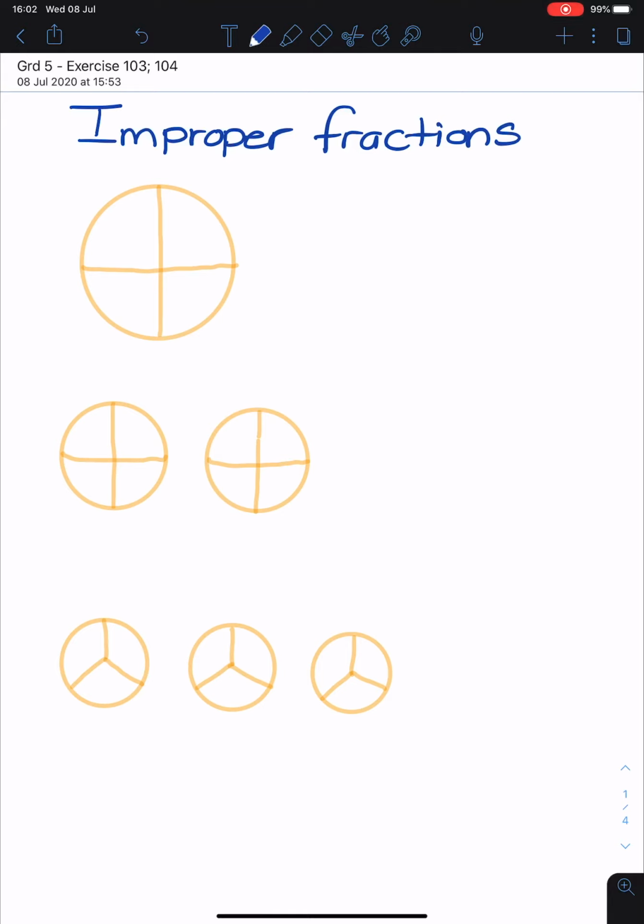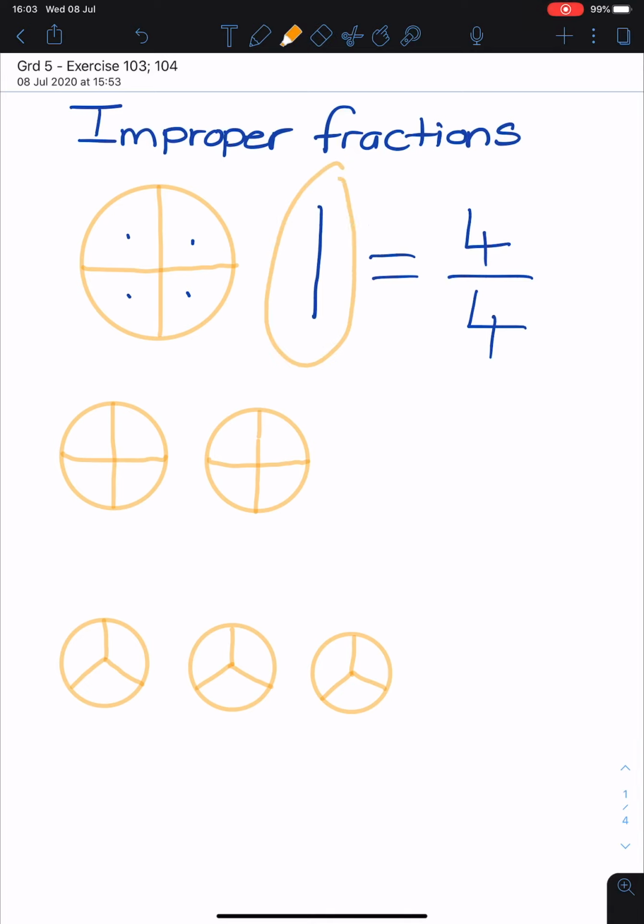So let's start with exercise 103 and let's look at what an improper fraction is. Now if we look at my first circle, it is one whole pizza, but we could also say that it is 4 pieces out of 4. 1, 2, 3, 4. So I have written it as a whole number. That is a whole number. And I've written it as a fraction.